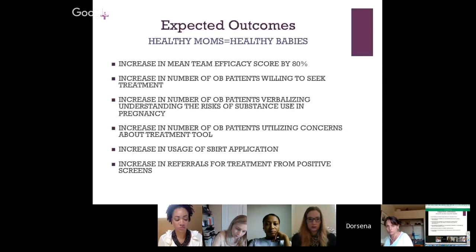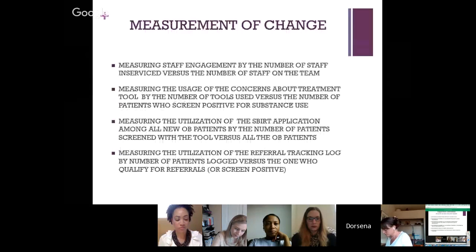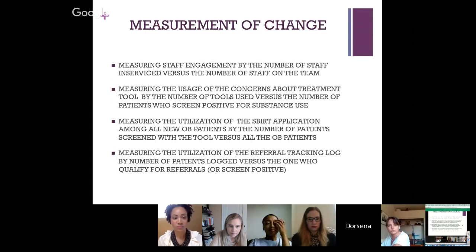In order to achieve the outcomes listed, I will measure staff engagement by the number of staff in service versus the number of staff on the team, measure the usage of the concerns about treatment tool by the number of tools used versus the number of patients who screen positive for substance use, measure the utilization of the SBIRT app among all new OB patients by number of OB patients screened with tool versus all OB patients, measure the utilization of the referral tracking log by number of patients logged for the ones who qualify for referrals or screen positive.